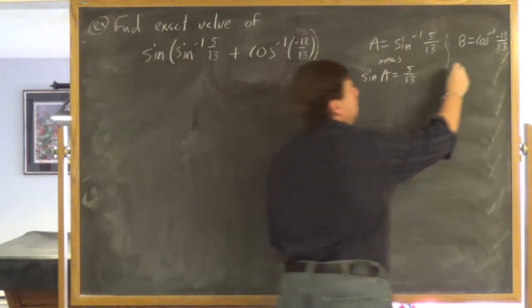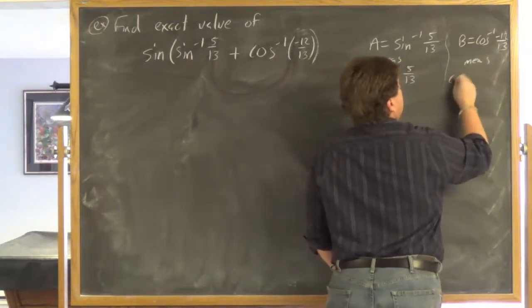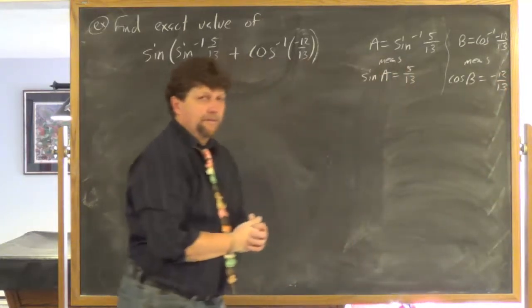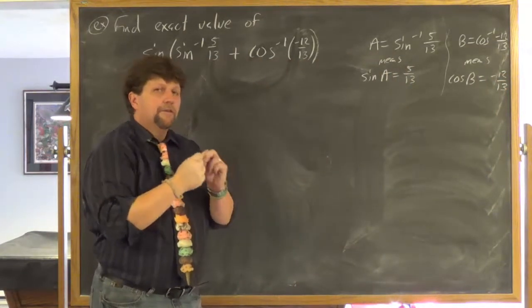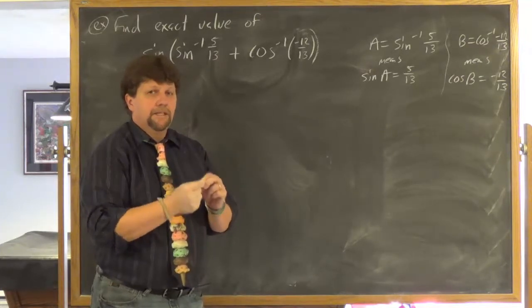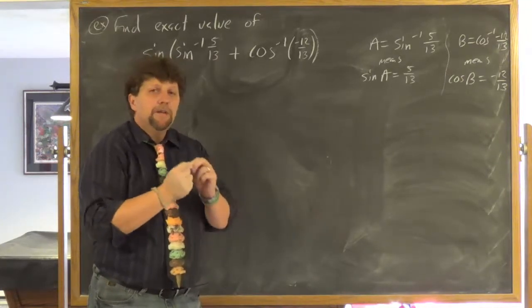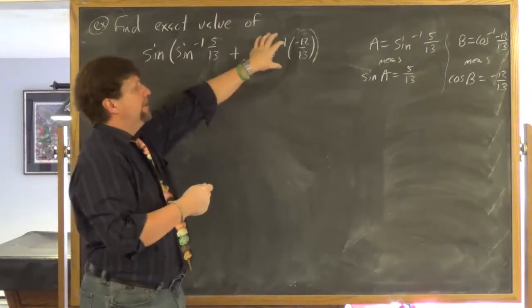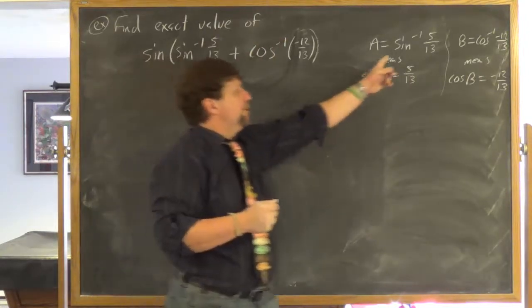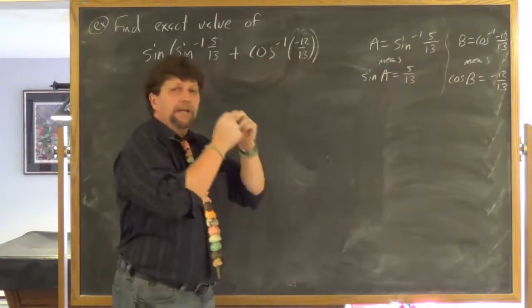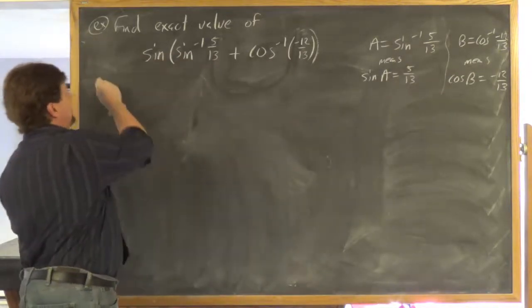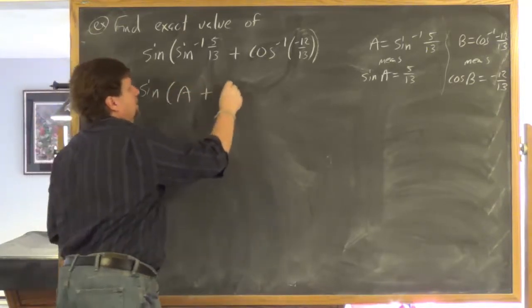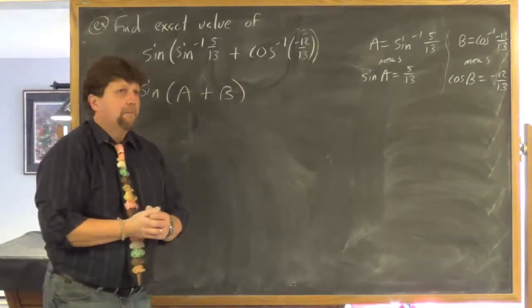But that really means the cosine of B is negative 12/13. I already have two very important pieces of information. Keep in mind, I know this is an angle and I'm calling it A. I know this is an angle and I'm calling it B. That's what I've written down here. By doing that, I've turned this problem into sine of A plus B.